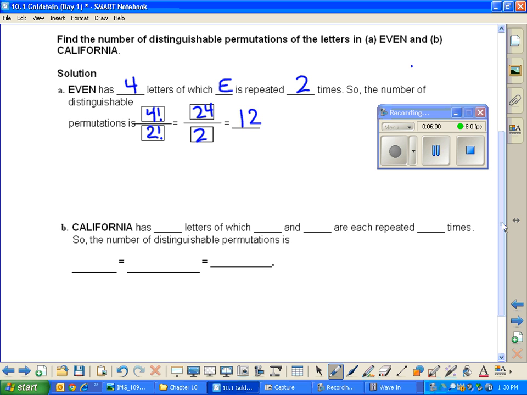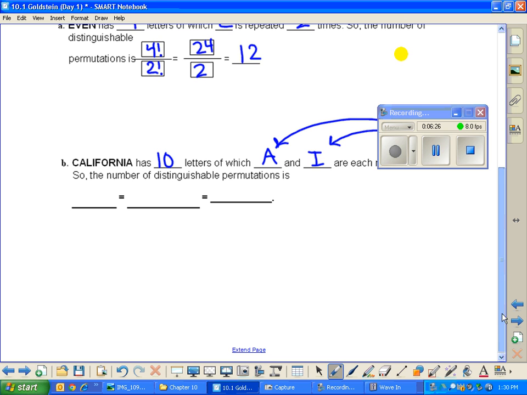California has how many letters? 10? We agree? 10 letters? What's repeated in the word California? Yeah, there are A's, multiple I's. How many of each? 2. So that's 2 I's and 2 A's. Right? It's not just like 2 for both of them. 2 A's and 2 I's.